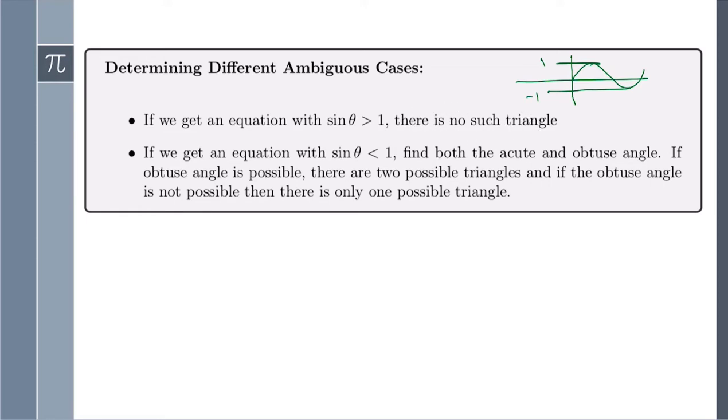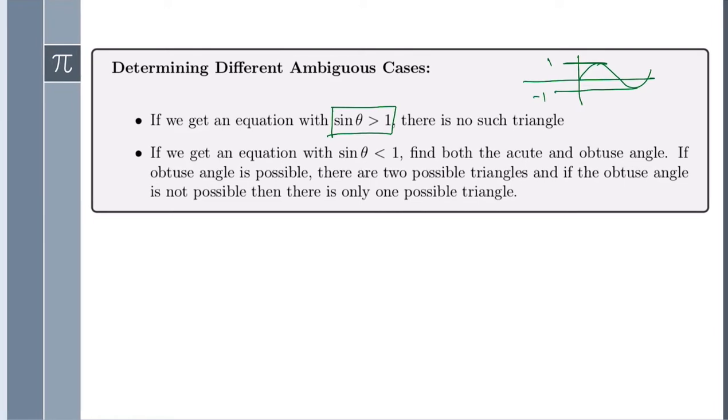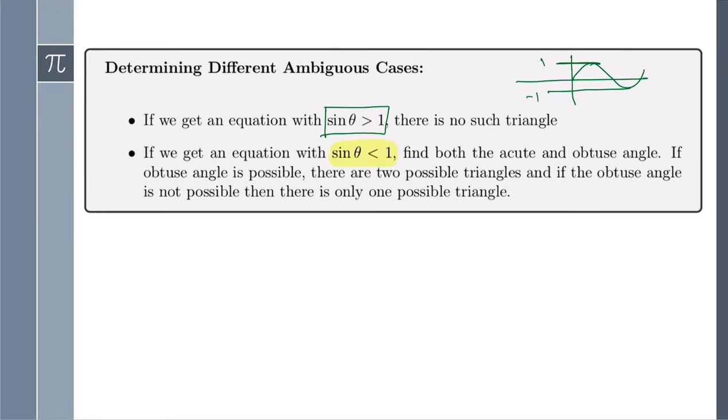So that's how we know that this is an ambiguous case. We cannot get a triangle if you get something like this in your equation. You're done with that one. You don't have to solve it because that triangle is not possible. Now the second case is if we get sine theta smaller than 1, less than 1, then this is possible because that's what it should be.